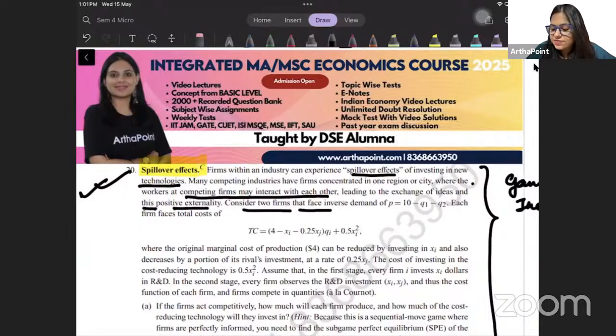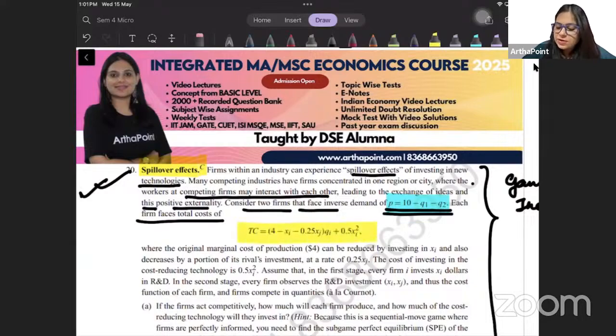Consider two firms that face the inverse demand curve. This is the inverse demand function. Each firm faces the total cost. You're given this total cost function, where the original marginal cost of production is 4, which can be reduced by investing x1, and also decreases by a portion of its rival's investment at the rate of 0.25 xj.